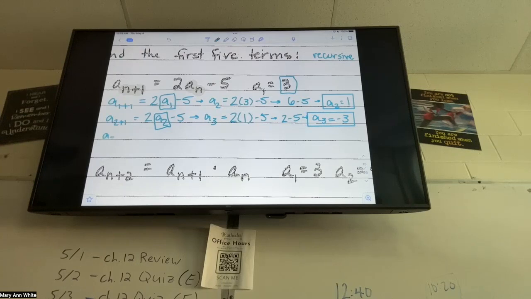Now we're going to do a sub 3 plus 1 to find the fourth term. So that's 2 times my a sub 3 term. What is my a sub 3 term? What did I just find that to be? Negative 3. So I got negative 6 minus 5, which is going to be a sub 4 equals negative 11. And then do it one more time to get the fifth term.